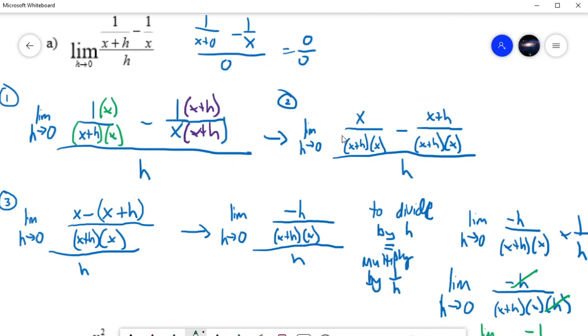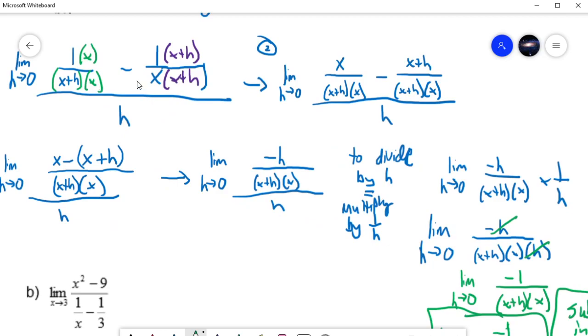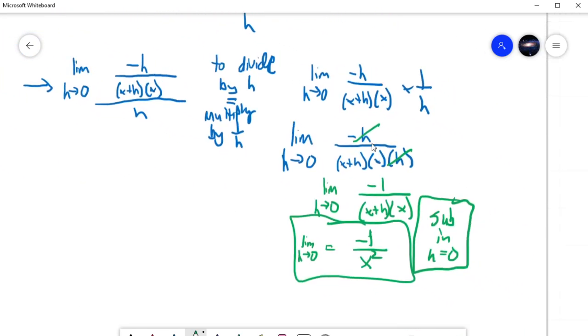And in fact, all the way along, there was never an opportunity for us to sub in h equals 0, until we canceled it right down here at this penultimate step. Then we could sub in h equals 0, right? You can sub in h equals 0 into this part where you get x plus 0 times x. You can sub into that, no problem, right? So your final answer is this.